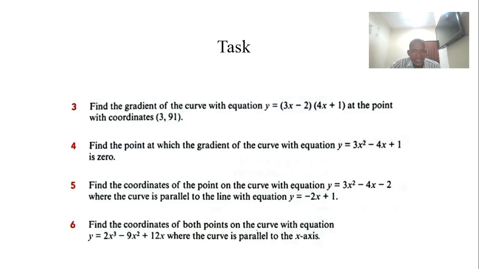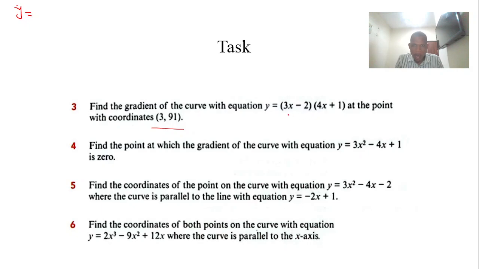All right. So now let's solve this question together. Number 3. It says find the gradient of the curve with the equation y equal to 3x minus 2 into 4x plus 1, at the point with coordinates 3, 91. Now don't forget, if you have two brackets, you have to expand first.